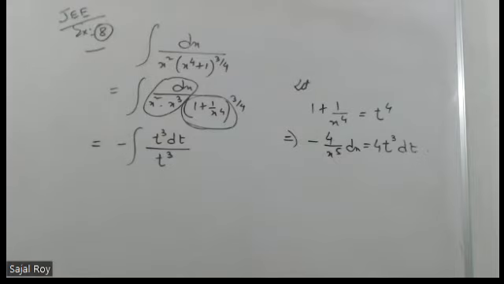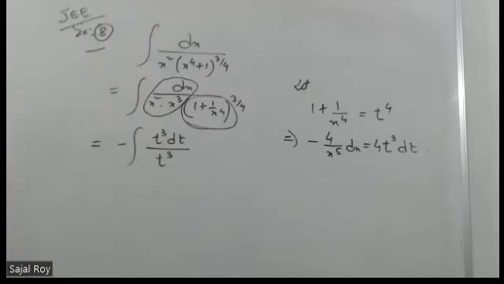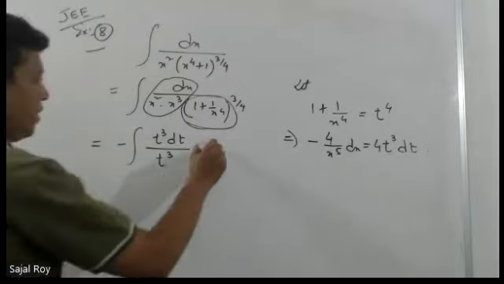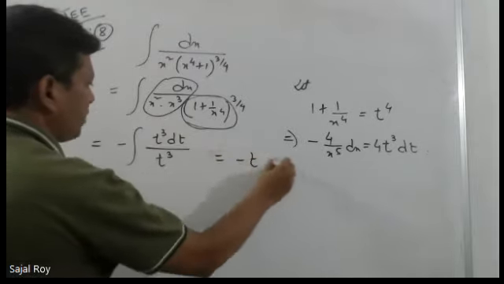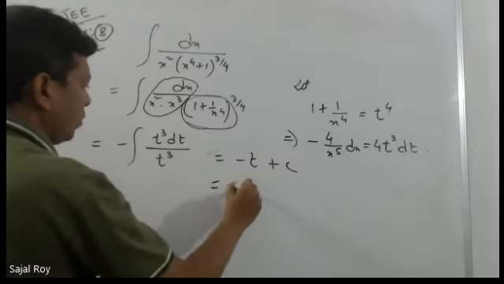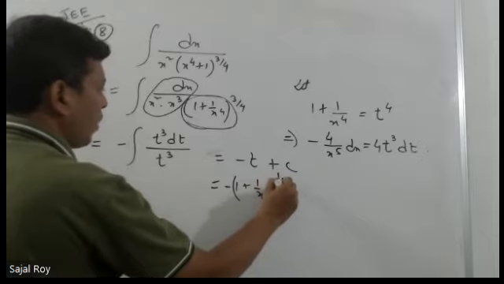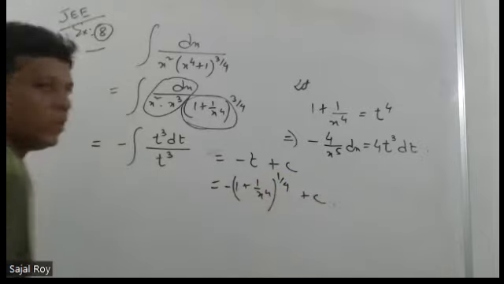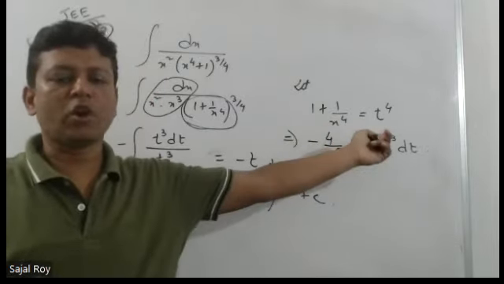Correct? It means minus integration of dt, then t. Substitute t equal to... So your integration will be t plus c. What is your t? Minus 1 plus 1 over x to the power 4, whole to the power 1/4. Because if your t to the power 4 is this, your t is going to be the fourth root.